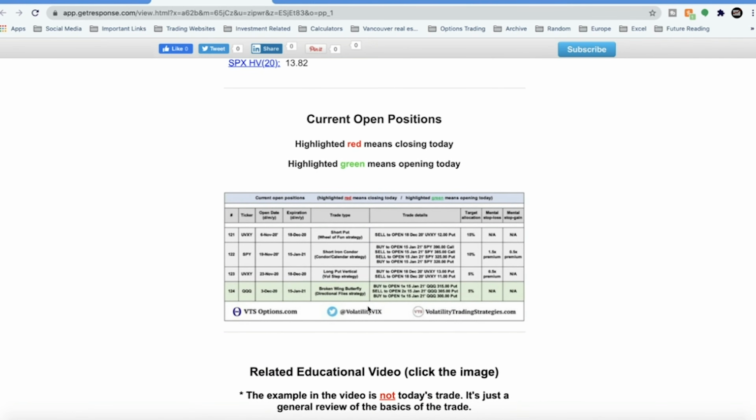And then if we go down further, we've got all of our current positions. Highlighted in red means we're closing. In green means we're opening. There's the QQQ trade that we're opening today, so it's highlighted in green. You can see a couple of these other ones.